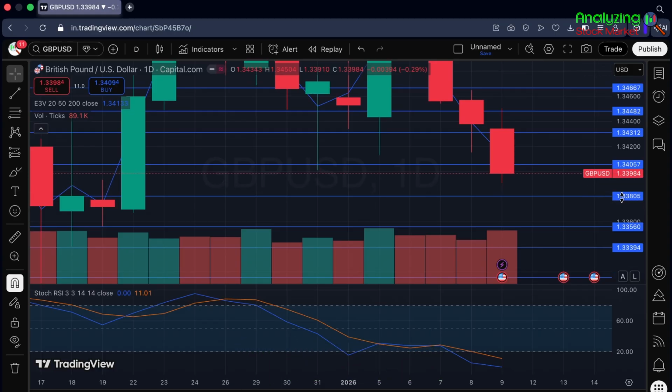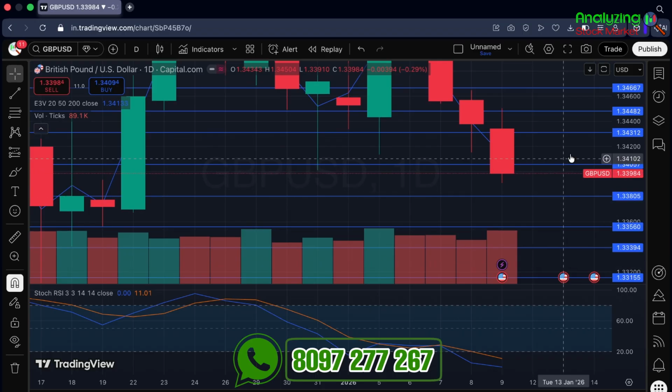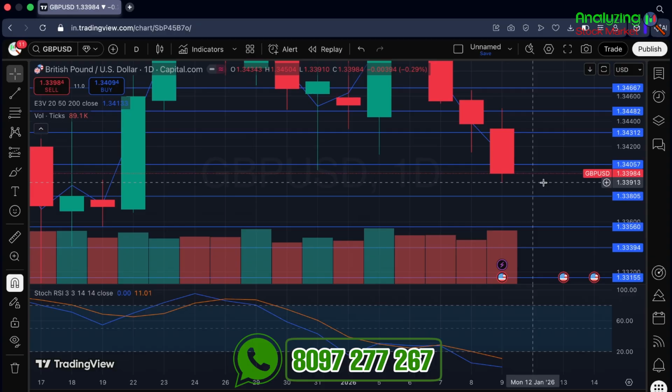Here the direct support is 1.33805. After the direct support, there is a support of 1.33560 and then 1.33394. The direct resistance is 1.34057, then 1.34312 and then 1.34482. So these are the important support zones and resistance zones which will help you to take better stop loss and target levels according to your bias for this week.